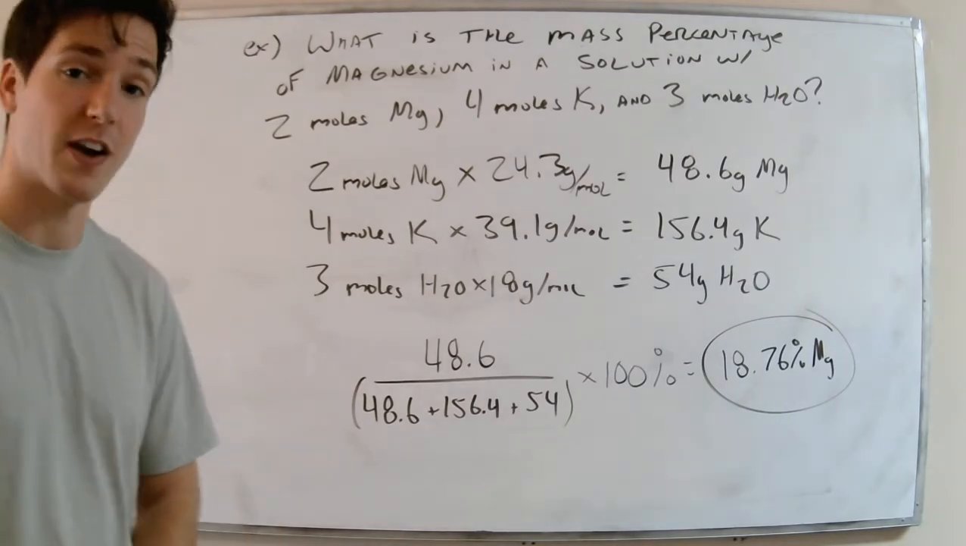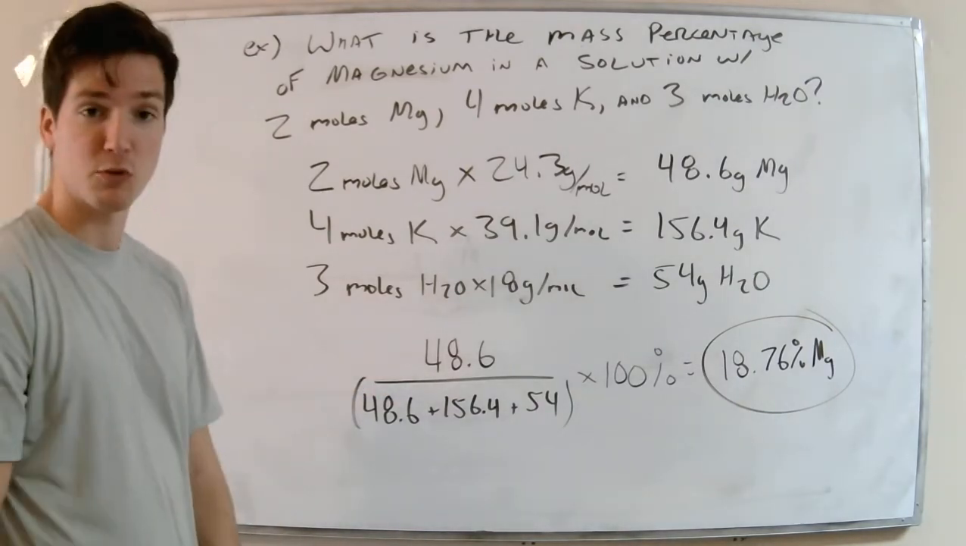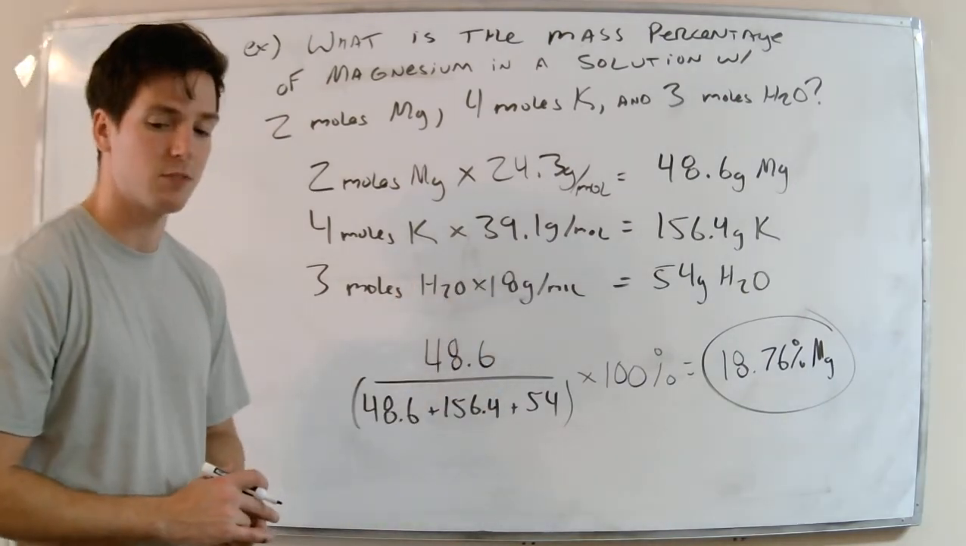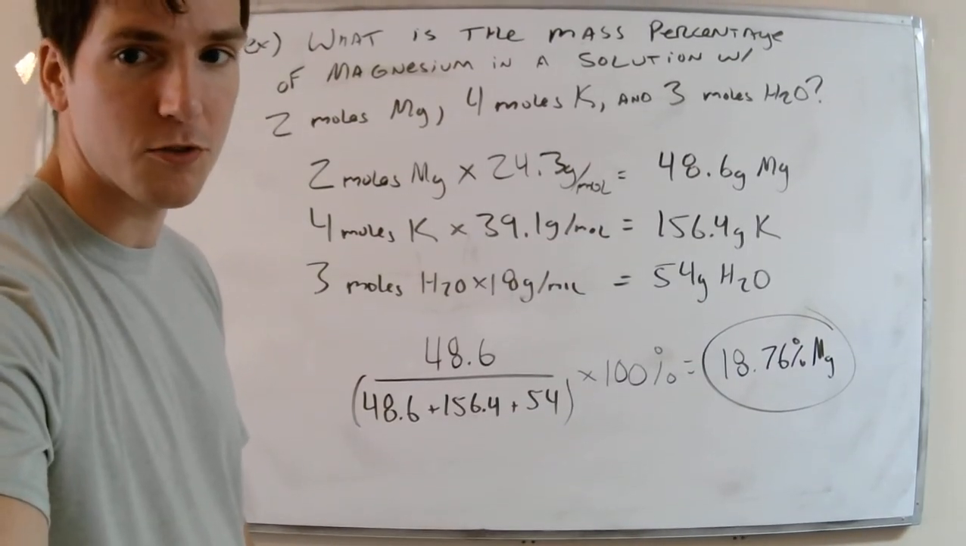If we wanted to figure out the percent for potassium, we put potassium's mass on top. If we wanted to figure out the mass percentage of water, we put water's mass on top. Okay, simple as that. Let's go ahead and do one more, the final example, which is volume percentage.